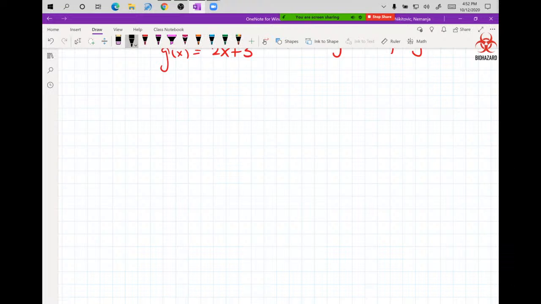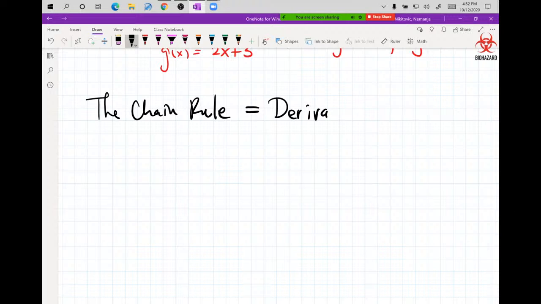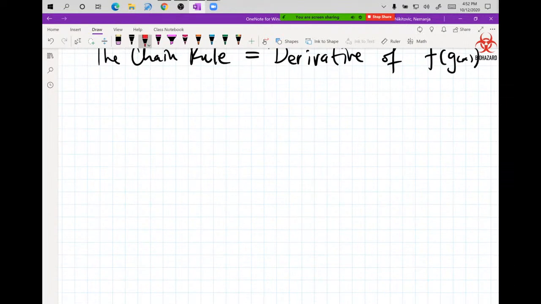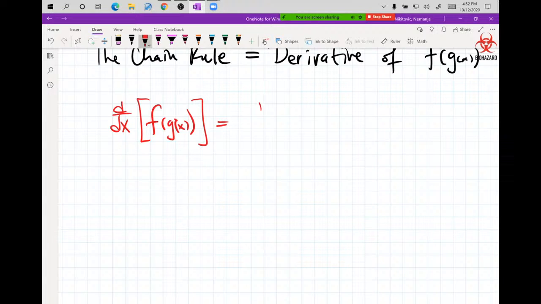So the chain rule is the derivative of f of g of x, or whatever, function composition. So what's the rule? The rule is the derivative of f of g of x is the derivative of the outer function with g still plugged in times the derivative of the inner function g of x.